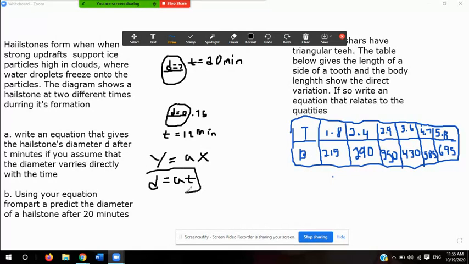Now, the second part of the problem says we're going to use this very equation that I'm boxing in, and they want us to predict the diameter of a hailstone after 20 minutes. So here's the problem with the diameter.